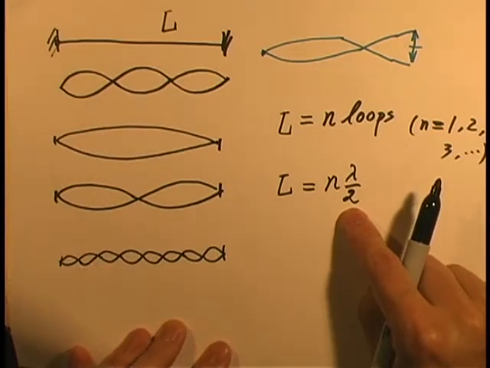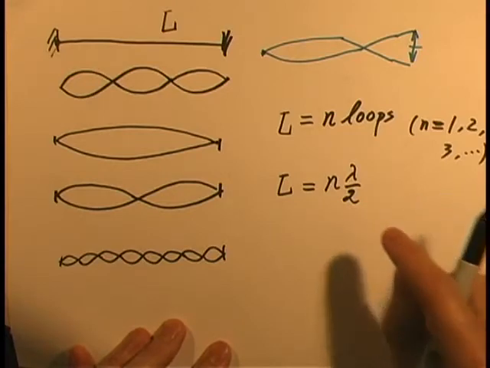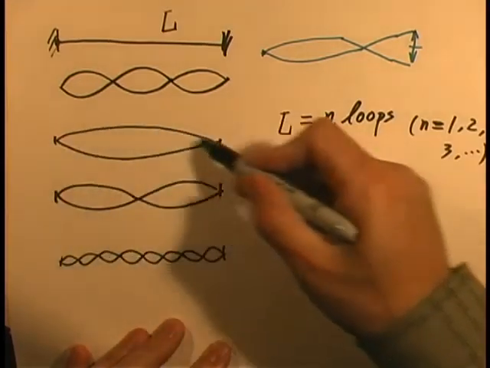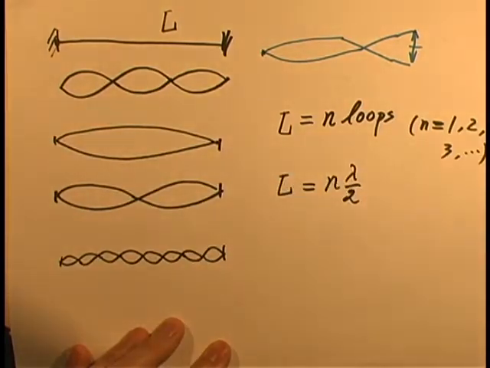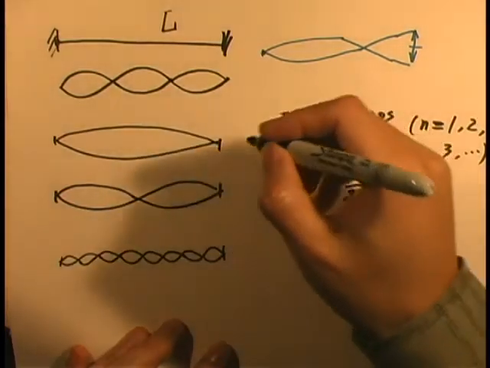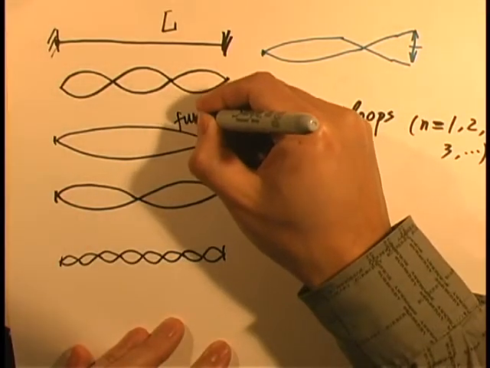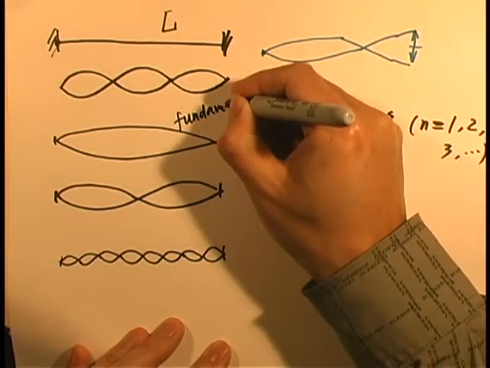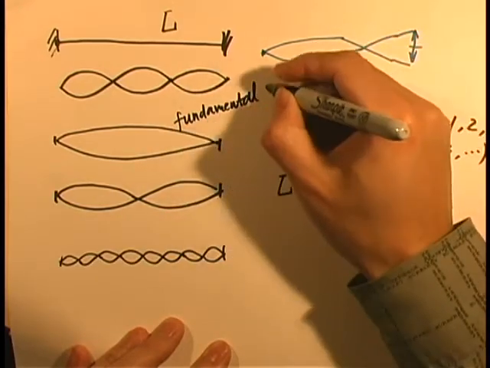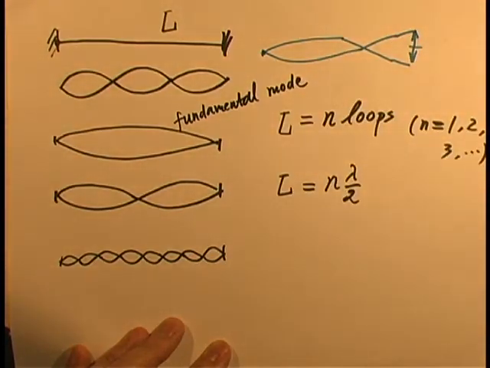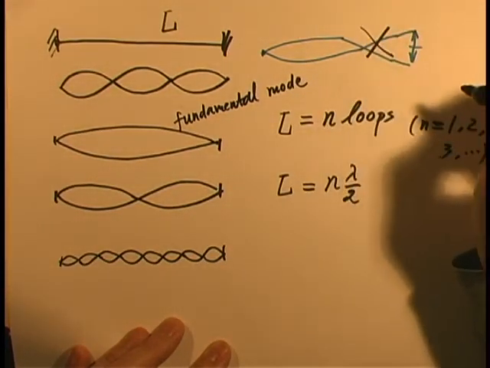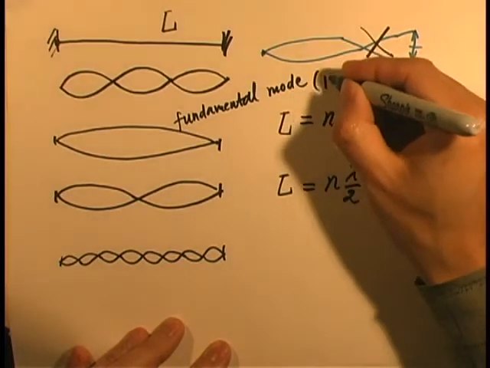In mathematics, in physics, we give it a name. This longest possible loop corresponds to the lowest frequency, or the longest wavelength. We call it the fundamental mode. It is otherwise known as the first harmonic.